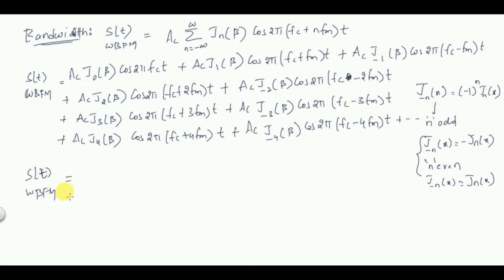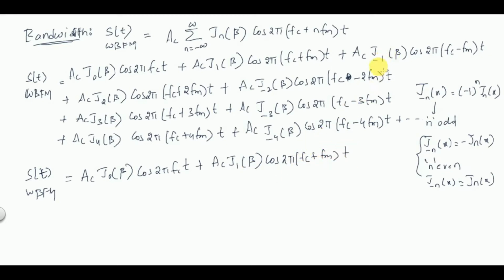The WBFM signal is given by: for the first term it is the same, A_c into J0 of beta into cos 2 pi fc t. Plus, the second term is also the same, A_c into J1 of beta into cos 2 pi (fc plus fm) t.